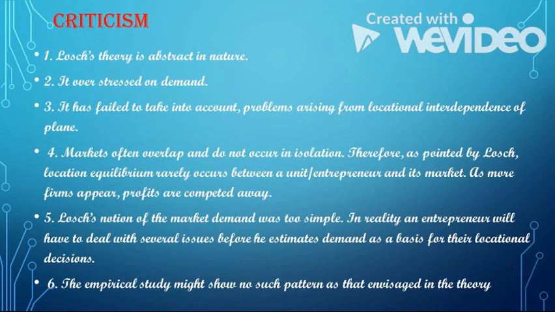And because of locational interdependence, when various industries are close to each other, the amount of profit also drops. So there are various kinds of criticism of Losch's economic landscape theory or profit maximization theory. And first and foremost criticism is that he has overemphasized the demand nature, and he has overemphasized the locational decisions. So this was about Loschian theory.